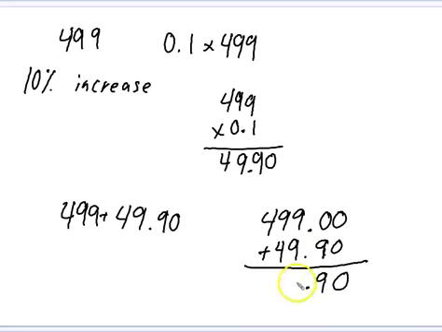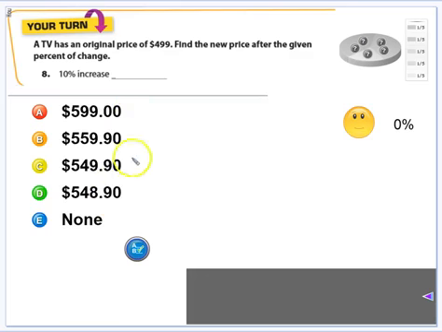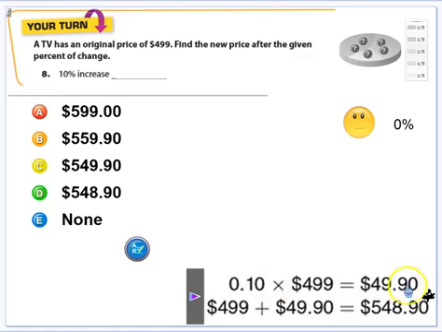9, 9 is 18. Carry the 1. That's going to make that 10. Plus the 4 is 14. 4. Carry the 1. 5. My new answer is 548.90. That's my answer.